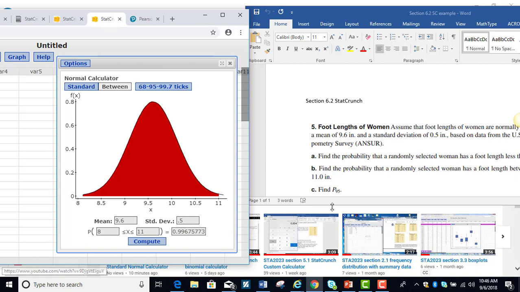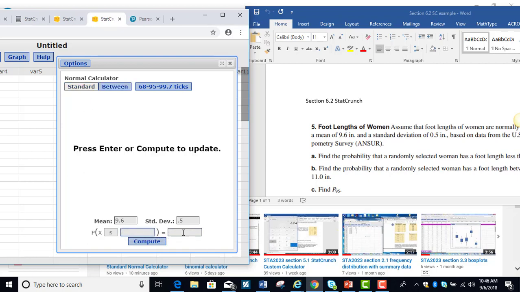And then finally they want me to find a percentile. And if you remember on this one, this is the z-score that corresponds to a particular area. And in this case, it's the 95th percentile. And so I'm going to go back to the standard, take out the particular value here, and put in 0.95 here.